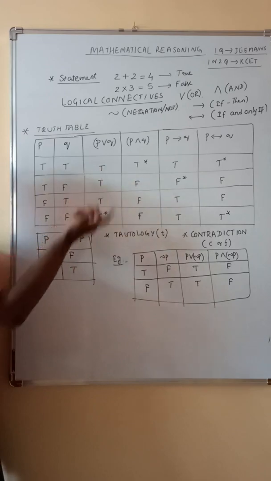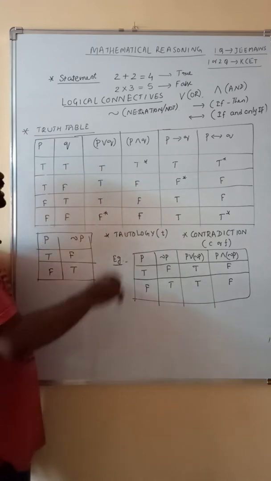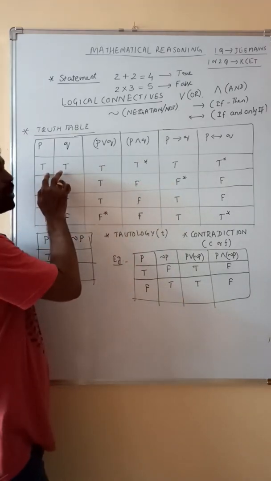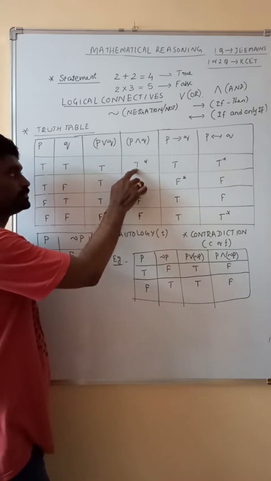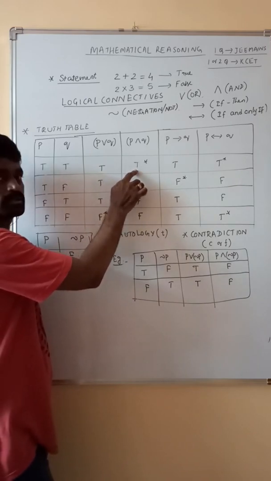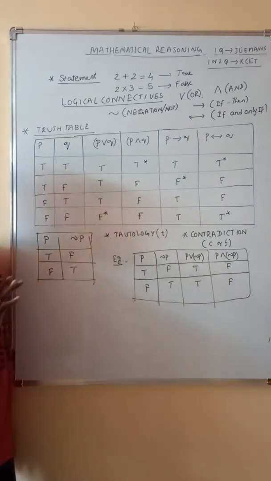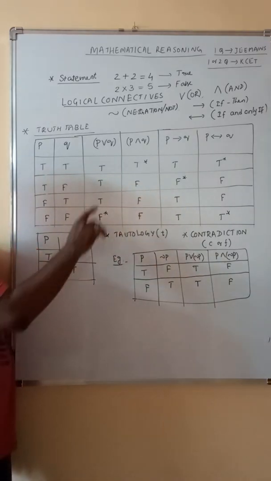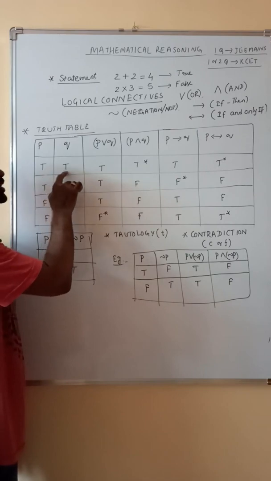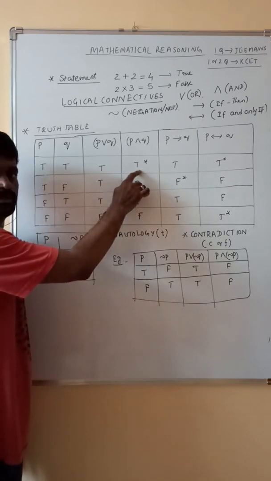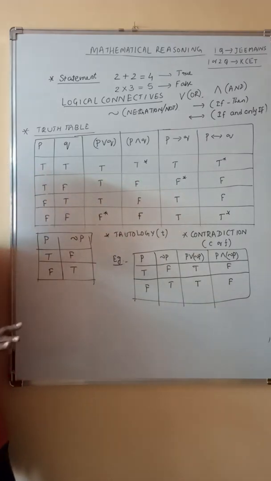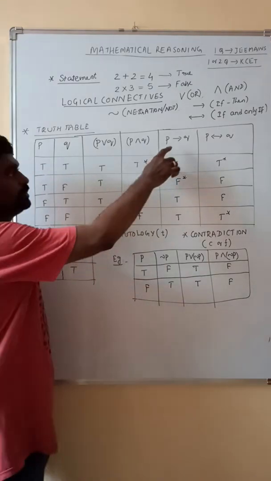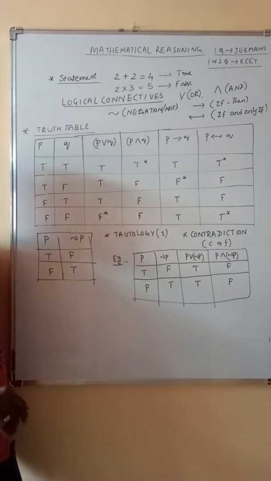Remaining cases, true. Next, AND. If both components P and Q are true, then only the compound statement P and Q is true. Remaining cases, false. So in AND, what is the rule? If both components are true, then only P and Q is true. Remaining cases, false. Next, implies, or if P then Q.